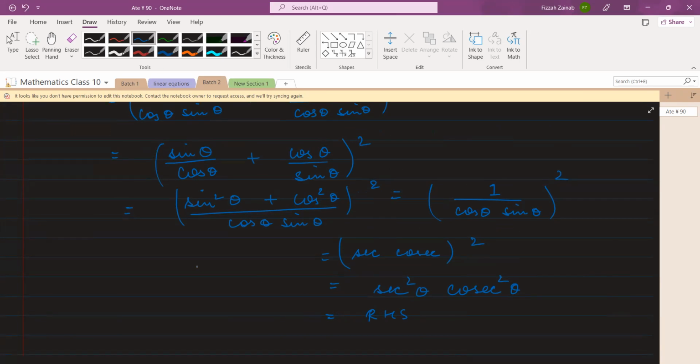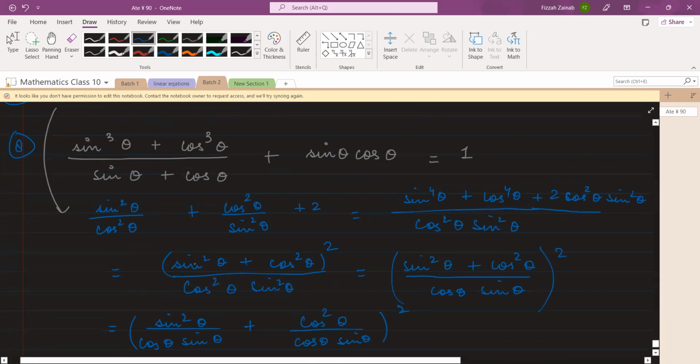Yes, ma'am. Okay, now try the 8th question. So here you use the identity, right? A cube plus B cube is equal to A plus B into A square plus B square minus AB. So first expand it and then solve it.